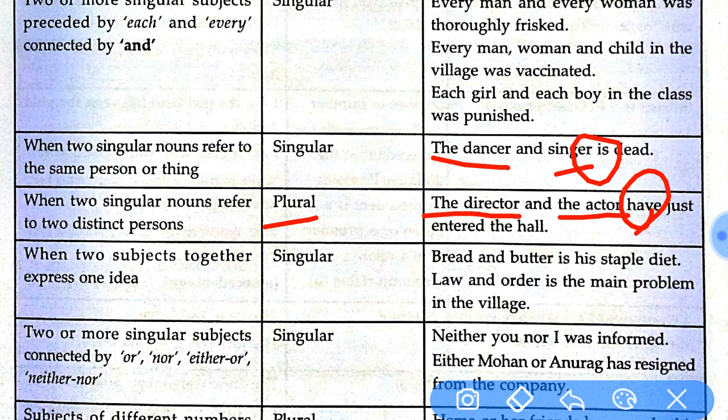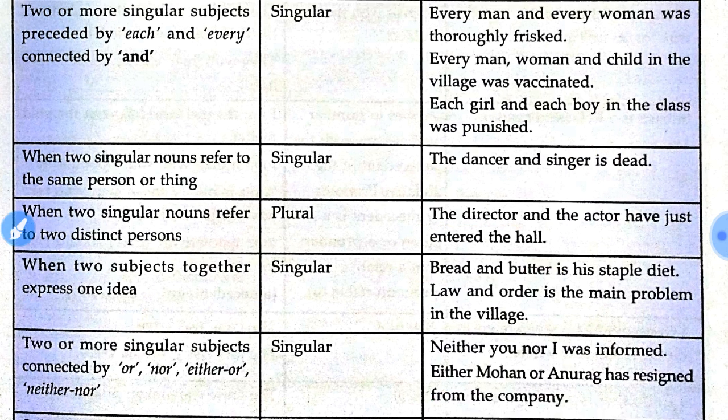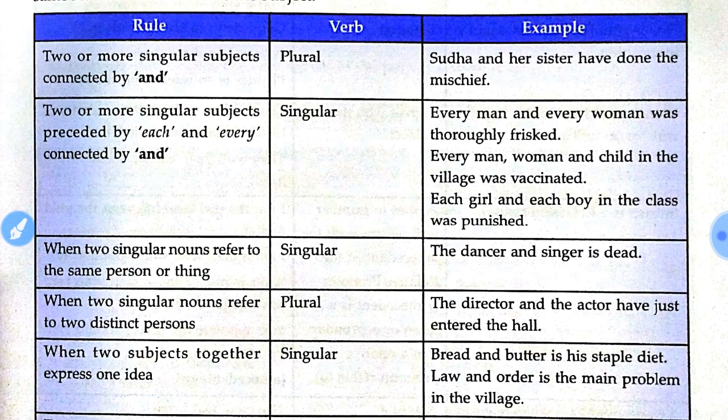Now the last one. When two subjects together express one idea, and is used to express two different things for one idea, that means singular. One idea, therefore one singular verb. For example, bread and butter is a staple diet. Look at bread and butter, it's one and the same item. Therefore, it is singular. Law and order, it's one and the same thing that we are speaking about. So you see we have got almost five rules regarding and.